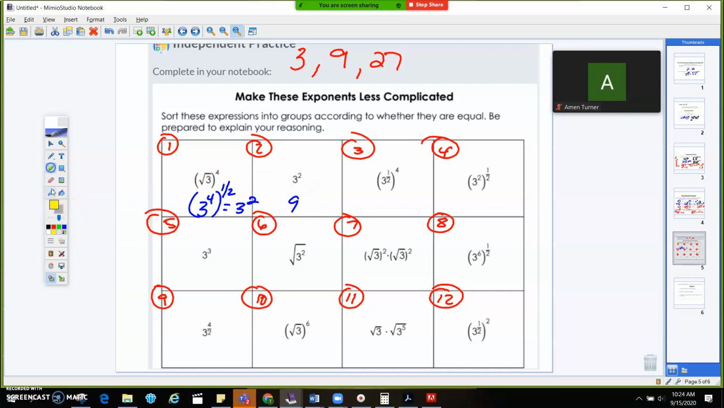Yeah, they both equal 9. So I'm going to circle this one in blue and this one in blue. 9 are going to be in blue. Okay? Let's try number 3.